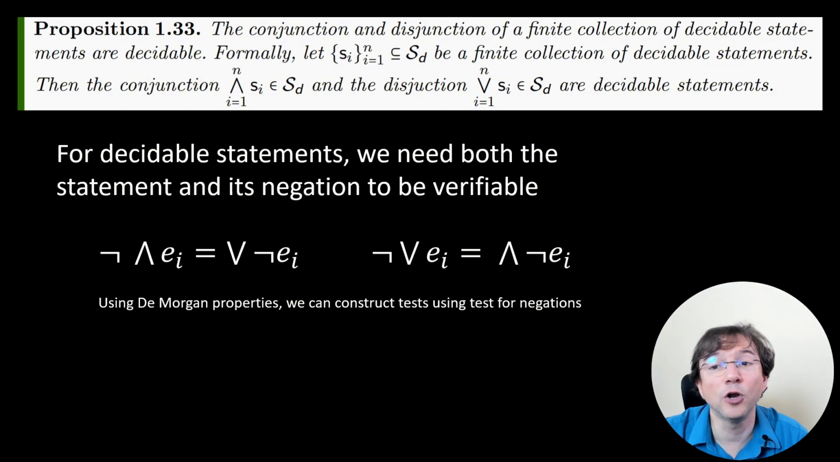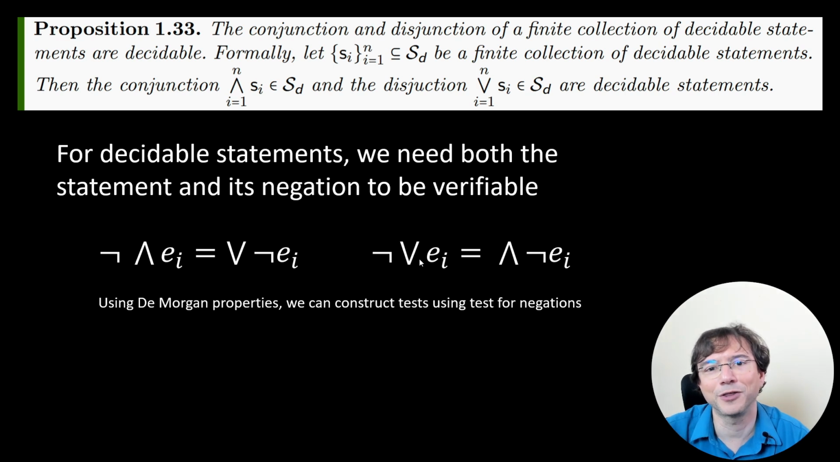And if we look at the decidable statements, now this is a proposition and not an axiom, because we can actually prove that if we have a finite conjunction or a finite disjunction of decidable statements, then the resulting statement is actually a decidable statement as well. What happens is you use essentially De Morgan rules, and you can transform the negation of the and into the or of a negation and vice versa.